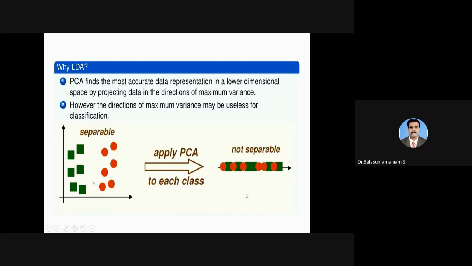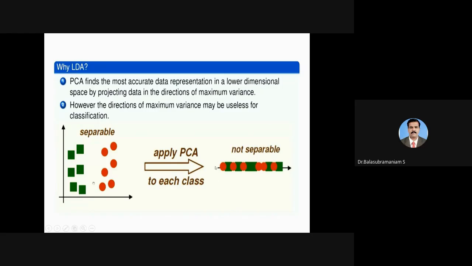PCA does not bother about the property of the data points, whether the data points belong to one particular class or another. That will not be considered by PCA. In general, we apply PCA to the data set, and the data will be projected to a single dimension, but here what happened? All the data overlap each other. So this is the main drawback of PCA.